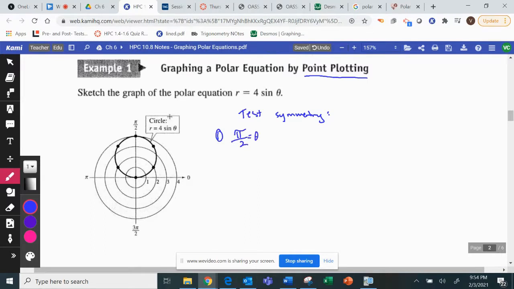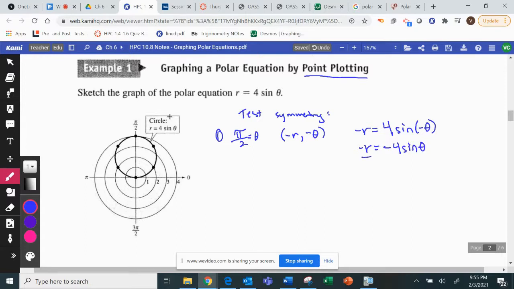And to test that, I'm going to actually use the second suggestion because I thought this way was easier when I tried it earlier. And that could be just something that you try and figure out. So I'm going to replace r with negative r, and then I'm going to replace theta with negative theta. And then what I'm going to do is use our identities that say sine of negative theta is the same thing as negative sine theta.